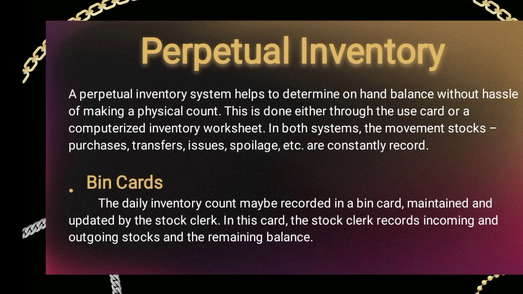Perpetual inventory. A perpetual inventory system helps to determine the on-hand balance without the hassle of making a physical count. This is done either through the use of a bin card or a computerized inventory worksheet. In both systems, the movement of stocks, purchases, transfers, issues, spoilage, etc. are constantly recorded. The daily inventory count may be recorded in a bin card, maintained and updated by the stock clerk. In this card, the stock clerk records incoming and outgoing stocks and the remaining balance.